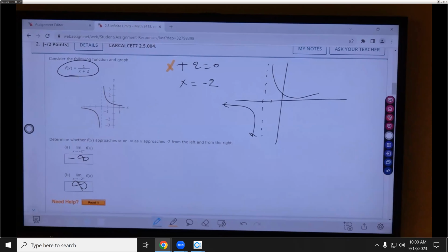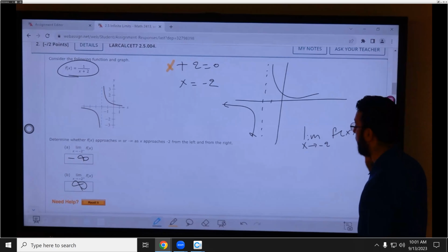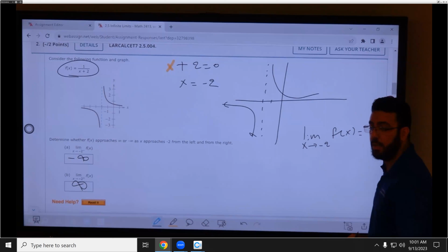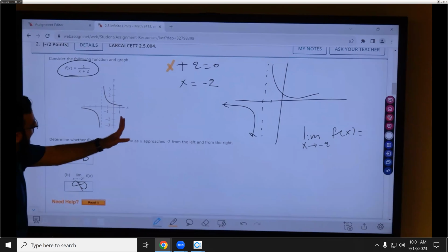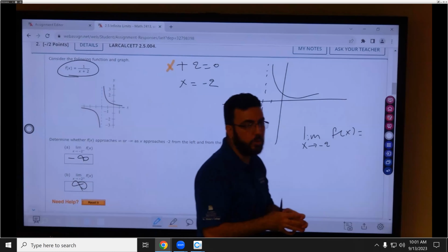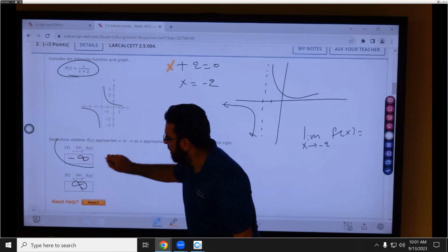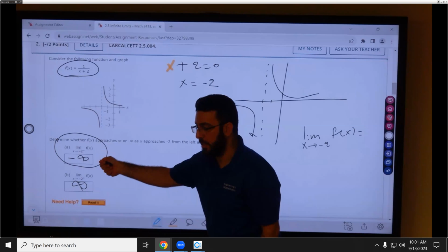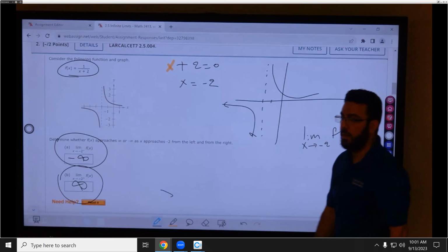So the limit, I'm asking you now: when x approaches negative 2 for the function, equal what? Does not exist. Why? Because the left goes to negative infinity, the right goes to infinity. So the limit at negative 2 does not exist. But the limit on one side, the left side, equals negative infinity, and the right side equals infinity. That's why it's a one-sided limit.